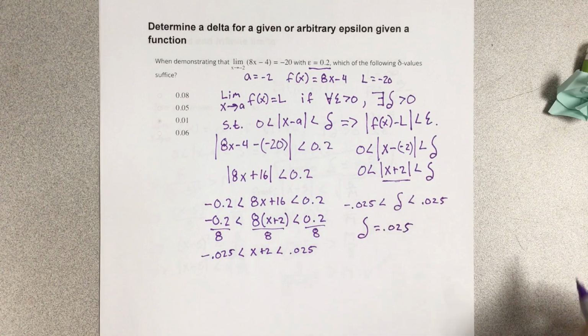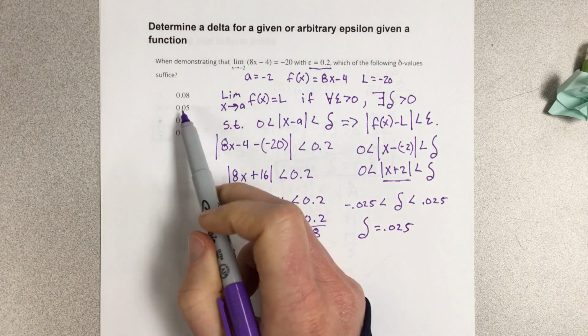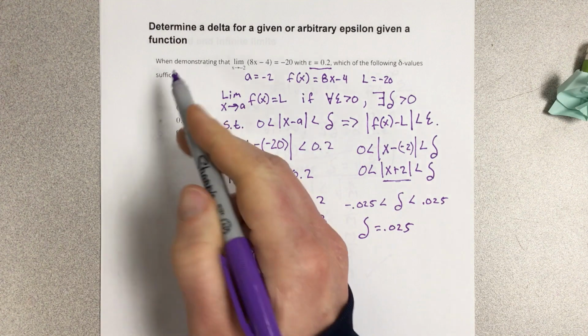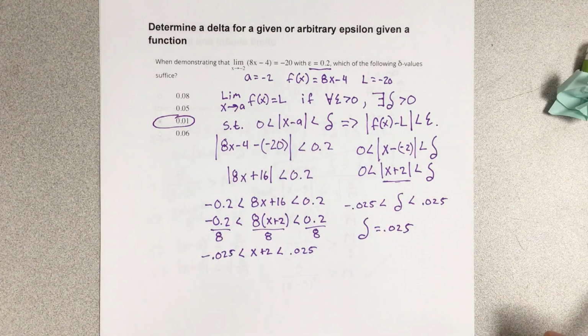So which of these values would work here? Well, 0.06 is larger than 0.025. 0.05 is larger, but 0.01 is smaller. So that would be the best value for delta there.